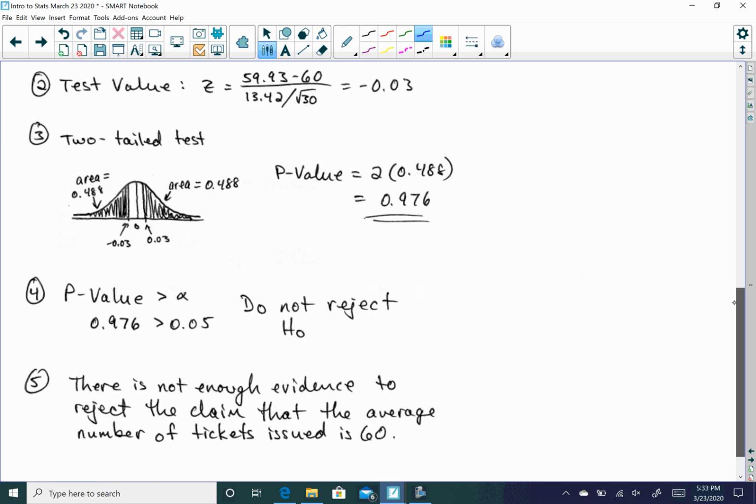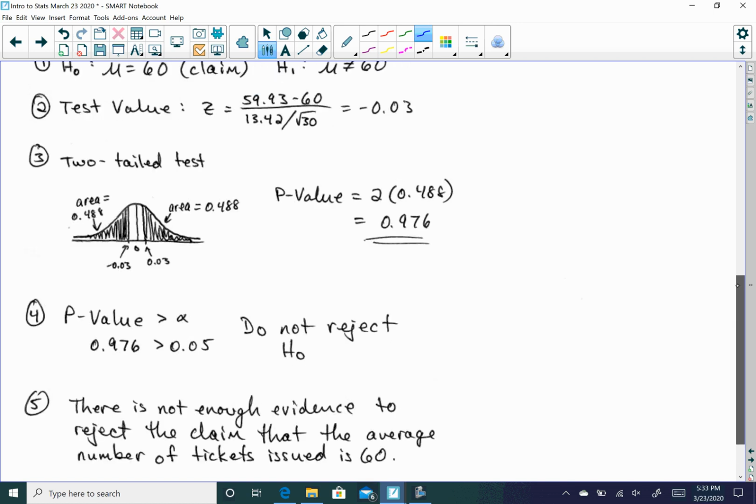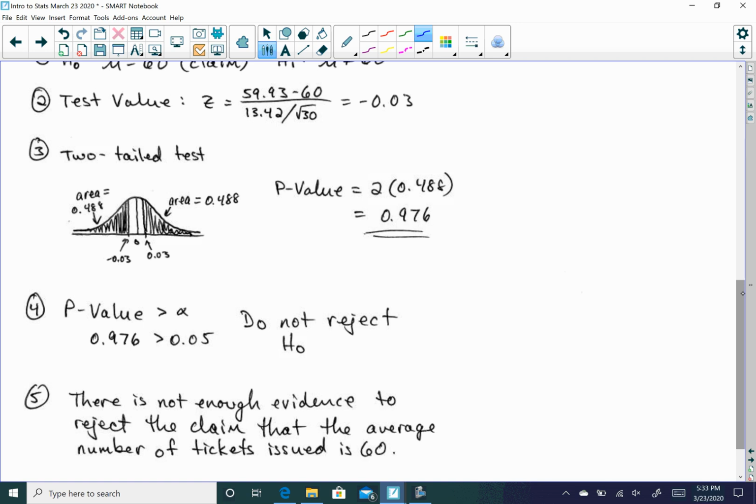There's not enough evidence to reject the claim that the average number of tickets issued is 60. So again, our claim was our null hypothesis. There's not enough evidence to reject the claim, is how we want to word that.